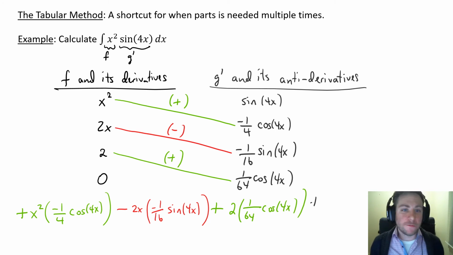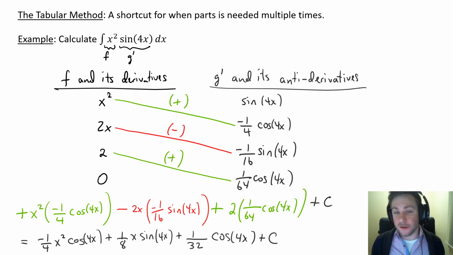Since at this stage we can't form any more matches, we can tack on the plus c and declare this as our final answer. Although if you want, you can simplify this, and if you do, you'll notice this really is the same answer that we got when we did this example without the tabular method.